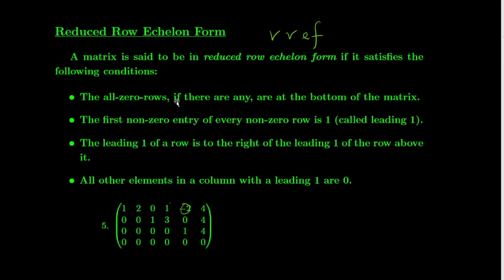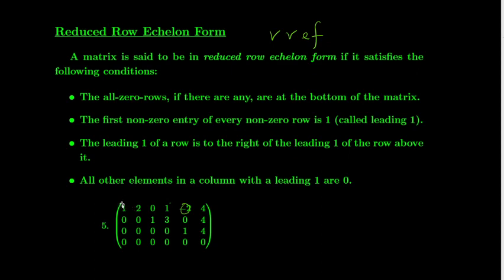Easy, right? The second condition is that the first non-zero entry of every row is 1. These ones are called the leading ones. Now look at the first row. The first non-zero number, by first I mean from left to right, is here. It is required by the second condition that this number has to be 1.